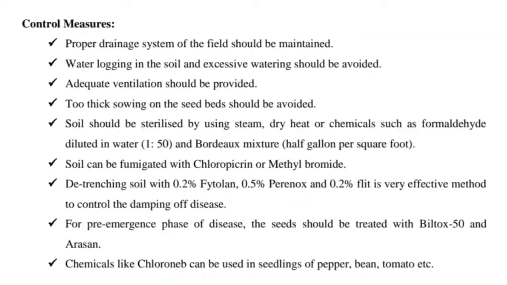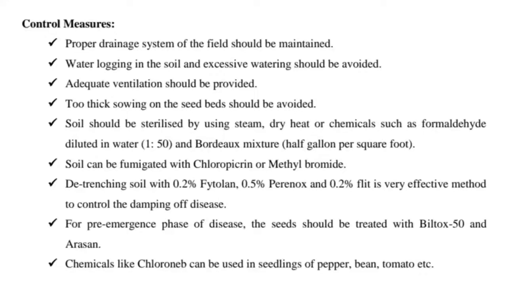Control measures. Proper drainage system of the field should be maintained. Waterlogging in the soil and excessive watering should be avoided. Adequate ventilation should be provided. Too thick sowing on the seed beds should be avoided. Soil should be sterilized by using steam, dry heat, or chemicals such as formaldehyde diluted in water, 1:50, and Bordeaux mixture, half a gallon per square foot. Soil can be fumigated with chloropicrin or methyl bromide.